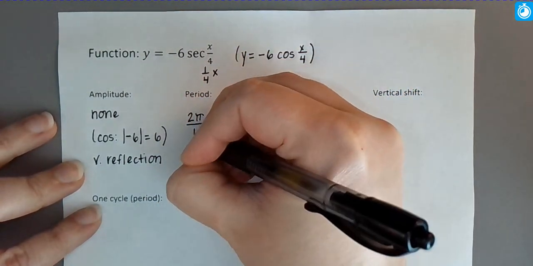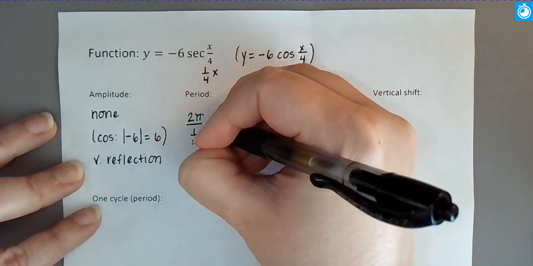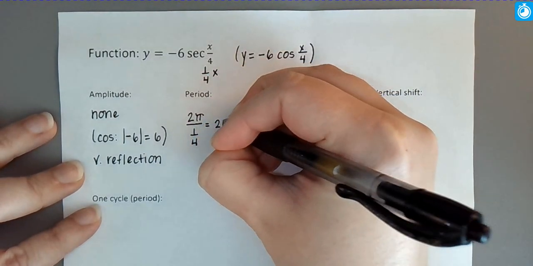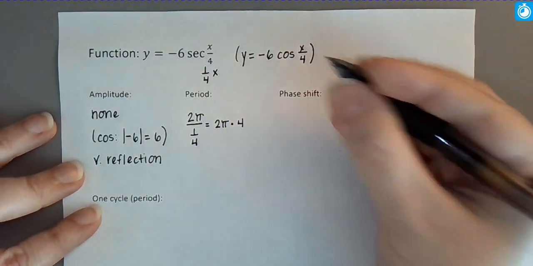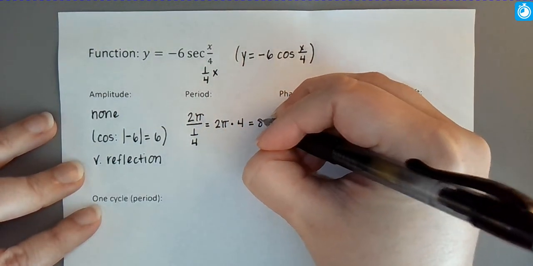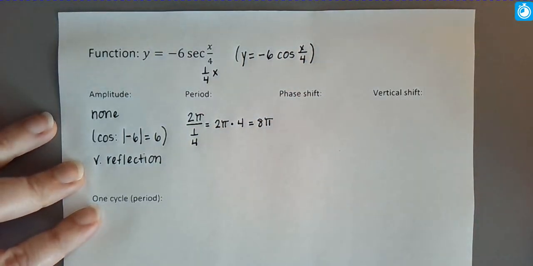So 2 pi will actually be divided not by 4, but by 1/4. To execute this fractional division, we change to multiplication by the reciprocal of the denominator. So our period is going to be 8 pi, essentially 4 times as long as the standard cosine and secant periods of 2 pi. So essentially the graph is stretched horizontally.